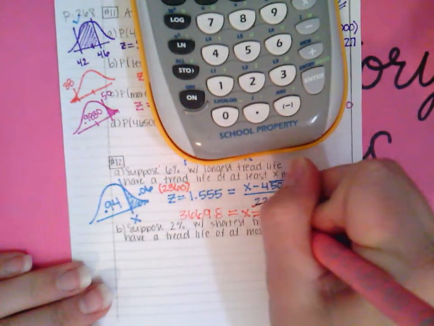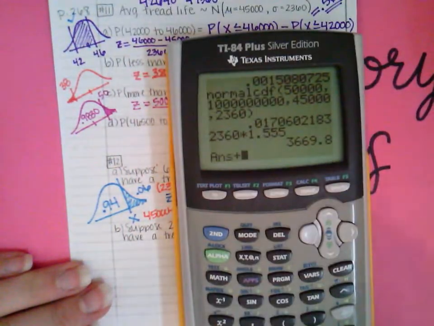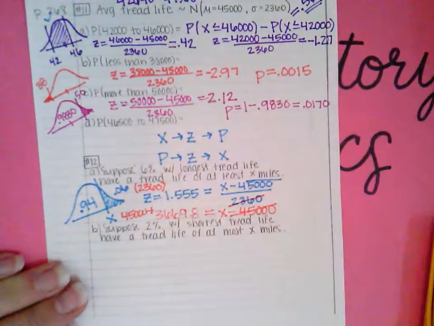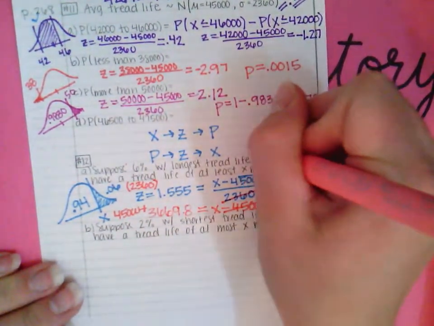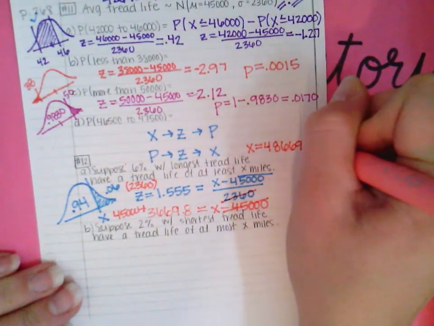And then I'm going to add 45,000 to get my answer. Okay, and so x is equal to 48,669.80 miles.